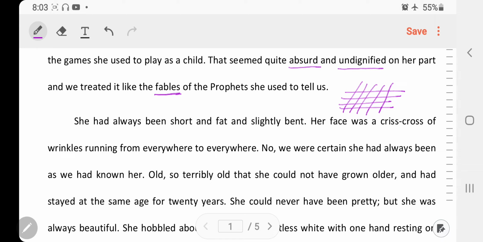Old, so terribly old that she could not have grown older.